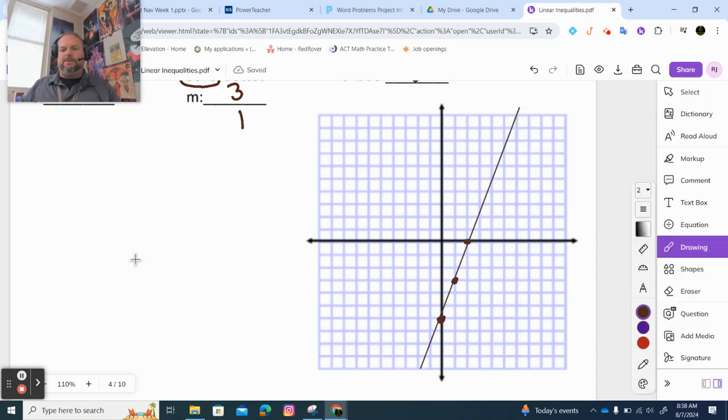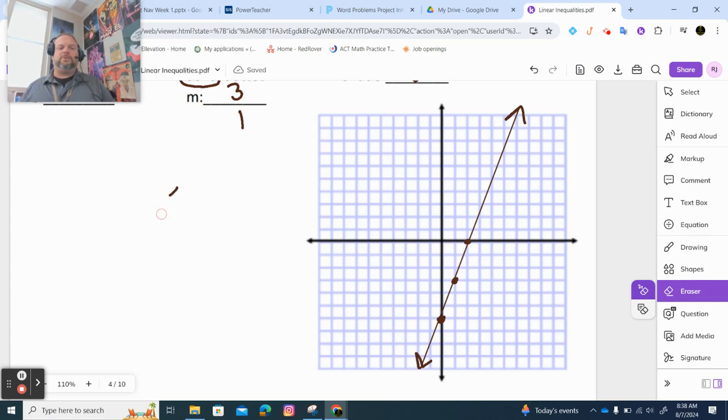And bam, so there is our solid line. Okay. And if you didn't want to do the dot thing like we did earlier, you could actually just have done your pencil like that.